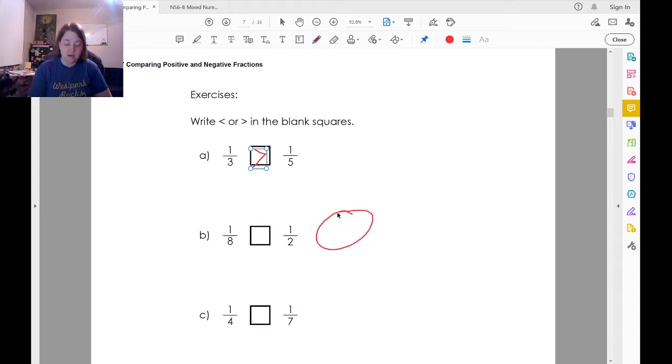Well, let's just go ahead and map that one out. This is 1/2. This is 1/8. You get a lot more pizza with 1 piece of a 2-piece pizza instead of 1 piece of an 8-piece pizza. 1 piece of a 4-piece pizza, 1 piece of a 7-piece pizza. I'd rather have 1 piece of a 4-piece pizza.